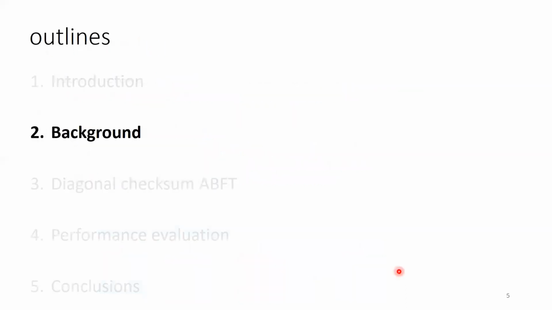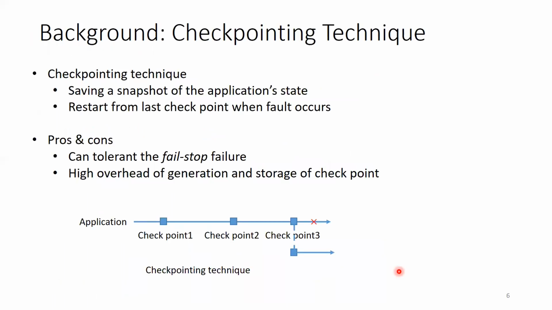Next, I will talk about the background of the checkpointing technique and algorithm-based fault tolerance. The checkpointing technique saves a snapshot of the application's state. When a fault occurs, the application will restart from the last checkpoint. For example, there are 3 checkpoints in this figure. When a fault occurs here, the application will restart from checkpoint 3.